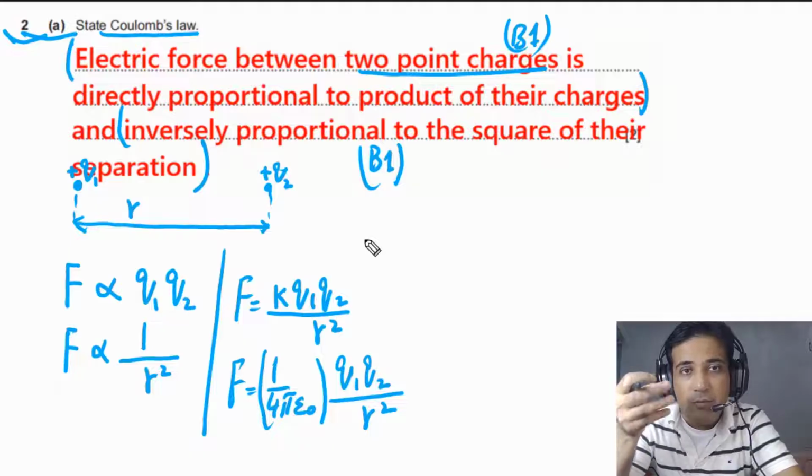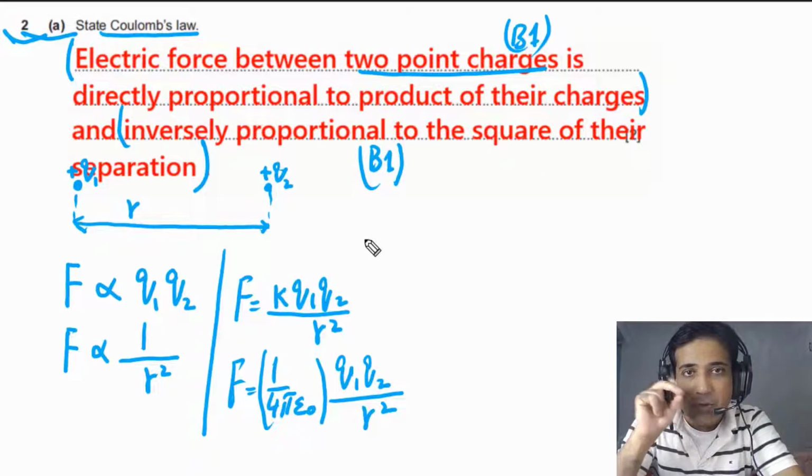Very similar to Newton's law of gravitation. So Newton's law of gravitation and Coulomb's law, they're very similar. In Newton's law of gravitation, we talk about point masses, and in Coulomb's law, we simply talk about point charges. Everything else is the same. In Coulomb's law, we talk about point charges. In Newton's law of gravitation, we talk about point masses.